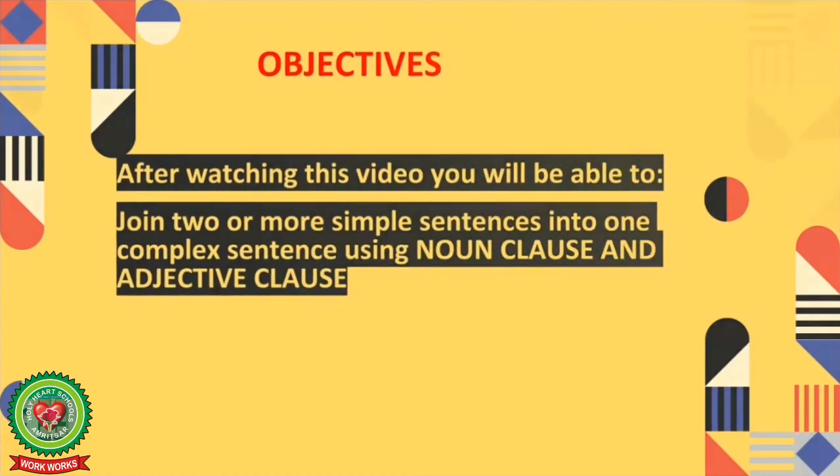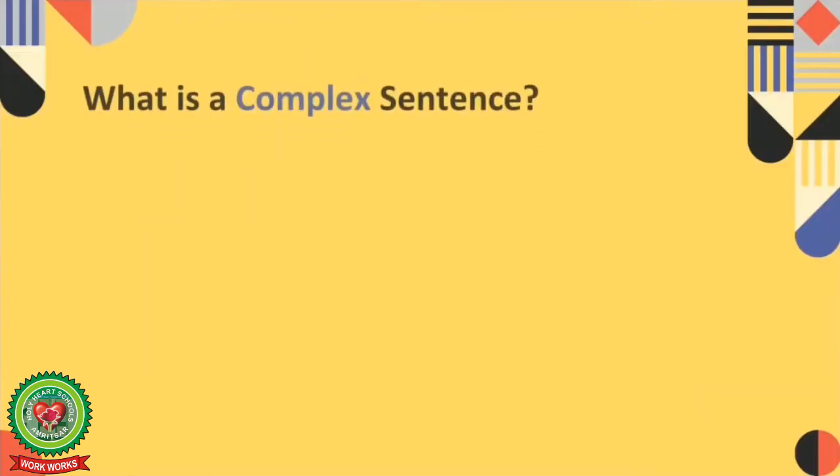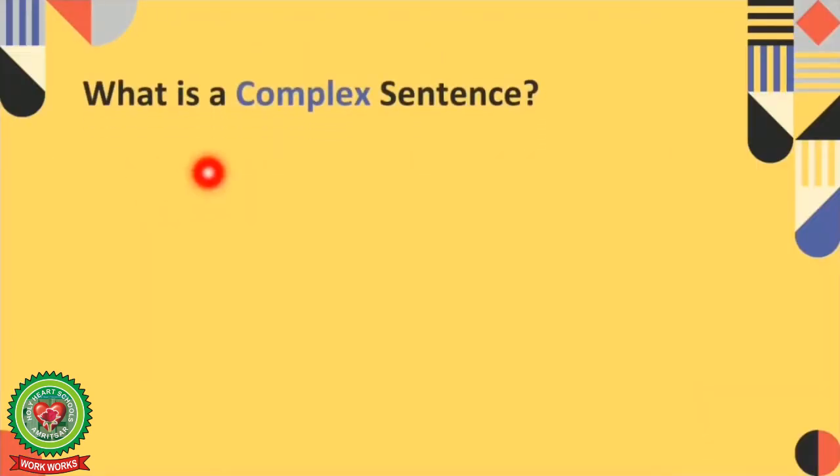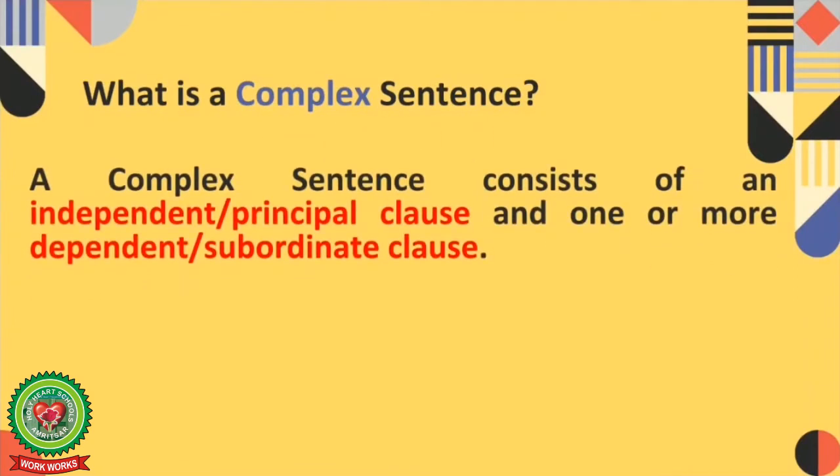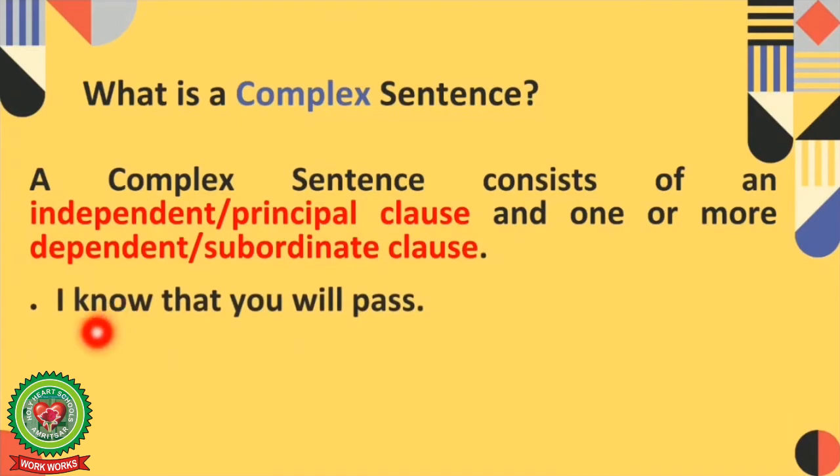Well, let us recapitulate what we have learned. What is a complex sentence? Students, a complex sentence consists of an independent or principal clause and one or more dependent or subordinate clause. To understand this, let us have an example. I know that you will pass.